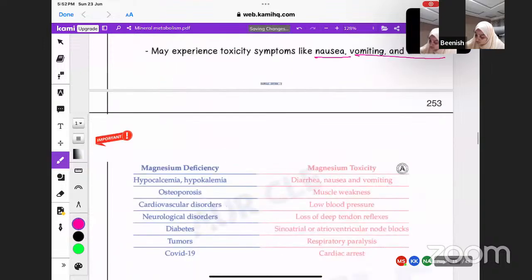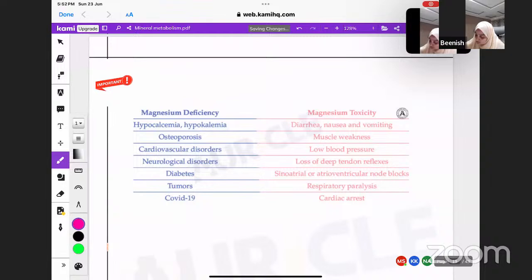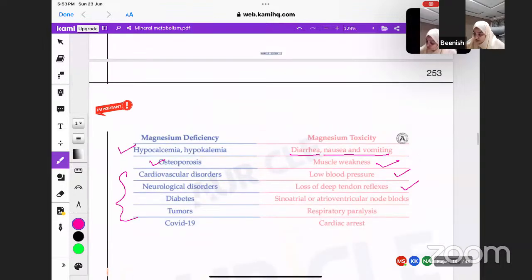Now differentiating between magnesium deficiency and magnesium toxicity. In toxicity, there's diarrhea, nausea, vomiting, and muscle weakness. In deficiency, there's osteoporosis, cardiovascular and neurological disorders, tumors, and diabetes. On the other hand, in magnesium toxicity, you have low blood pressure, loss of deep tendon reflexes, and then respiratory paralysis.